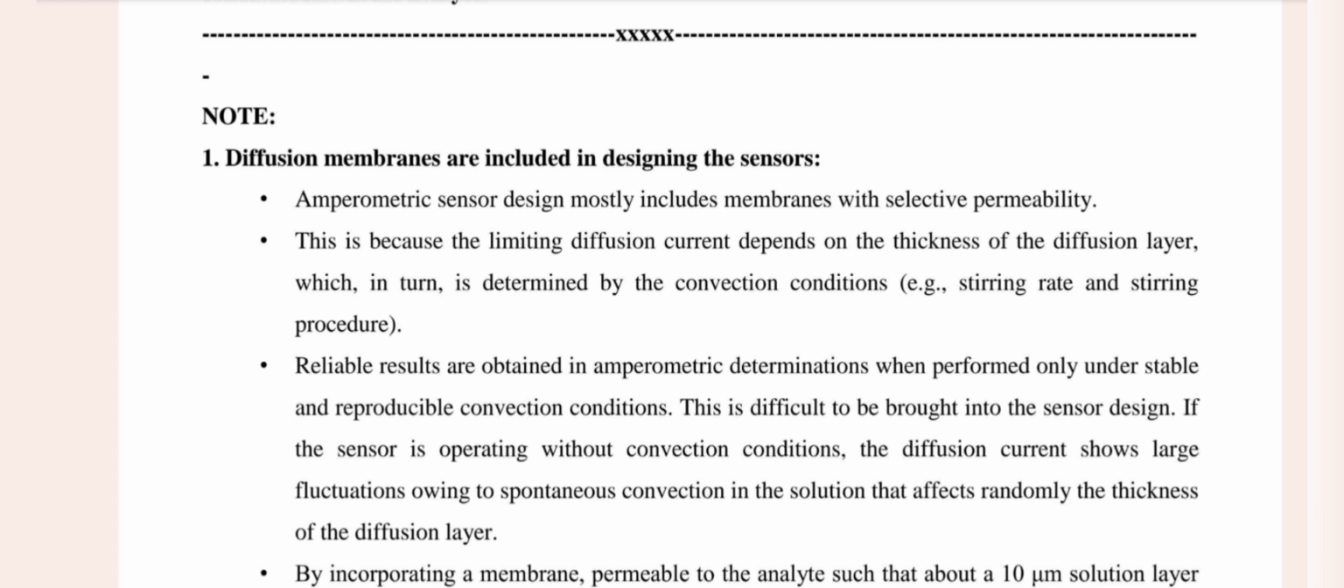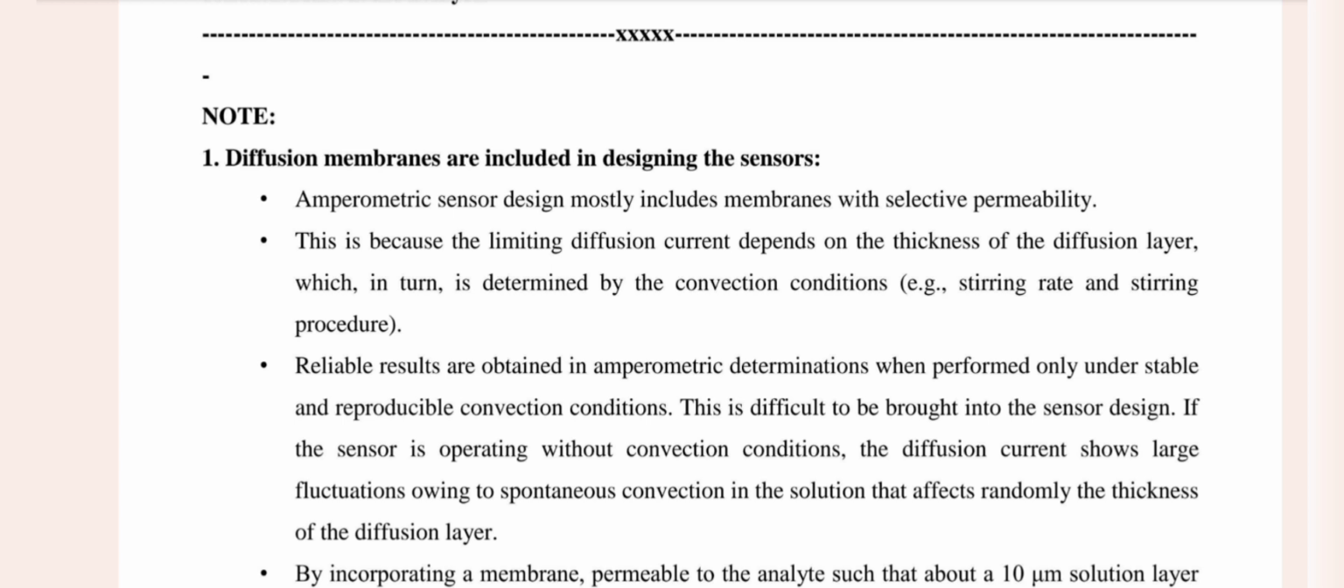Okay, so consider a condition in which the amperometric sensor is working without convection conditions. The diffusion current shows large fluctuations owing to the spontaneous convection in the solution that affects randomly the thickness of the diffusion layer. If we perform without convection conditions or without stirring, what happens? The diffusion current shows large fluctuations. So now the current is due to diffusion only, and it shows large fluctuation due to the spontaneous convection.